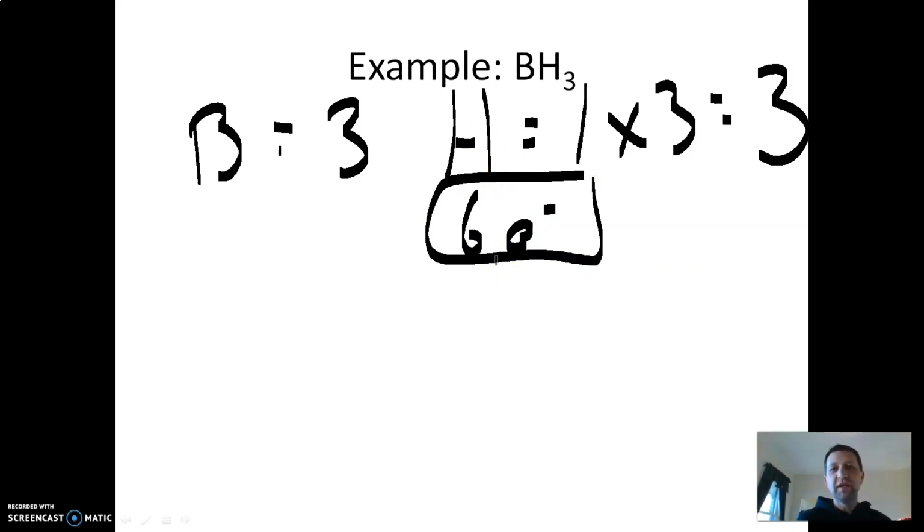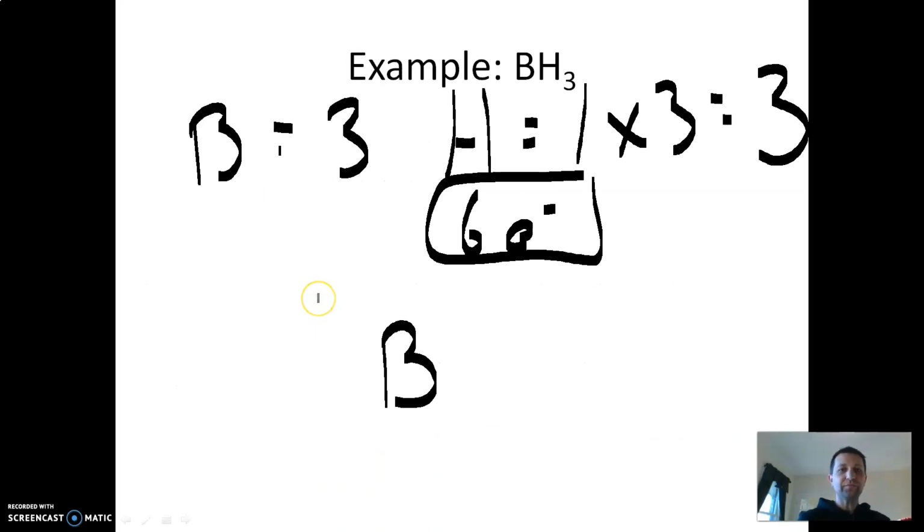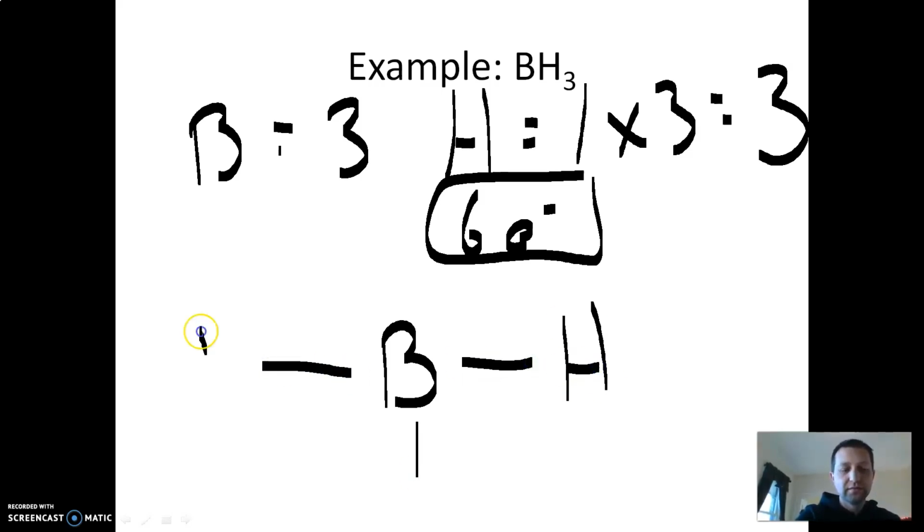So let's follow my rules. The element that makes the most bonds or is least electronegative goes in the center. That's boron. Now put your other atoms around the outside. So I'm back to this step here: draw the skeletal structure and put your single bonds in. Let's do that. We have 3 hydrogens. Yes, I ran out of room, sorry. And I put my single bonds in.